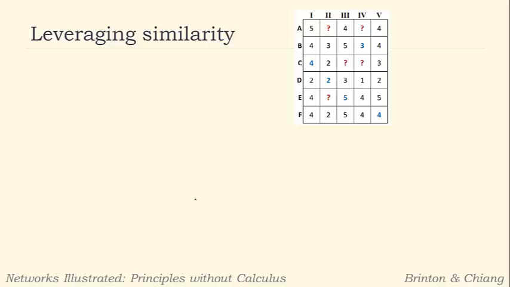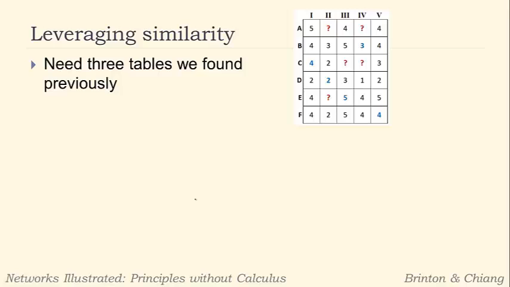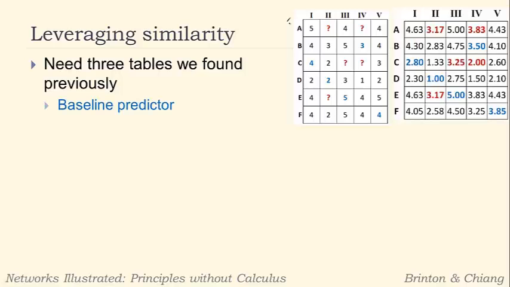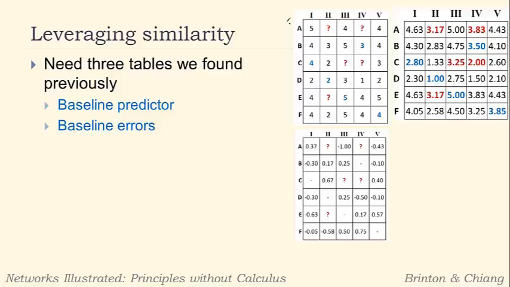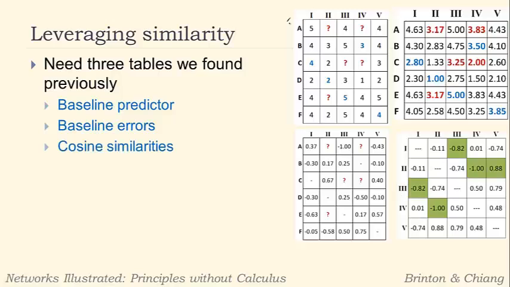So now we need to leverage these similarity values. In order to do that, we need to use three tables that we found previously. This table is just the original ratings that I'm showing. But in addition, we need the baseline predictor. We need the baseline errors, which again is by subtracting the predictions out. And then we need the cosine similarities, which we just found. And so when we have these three things, we can actually leverage these similarity values.